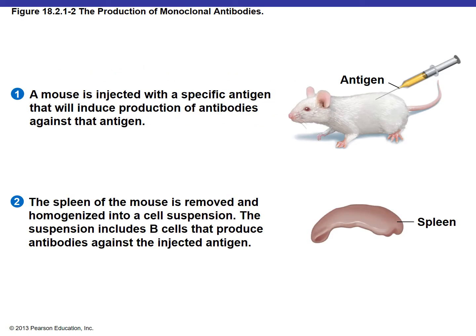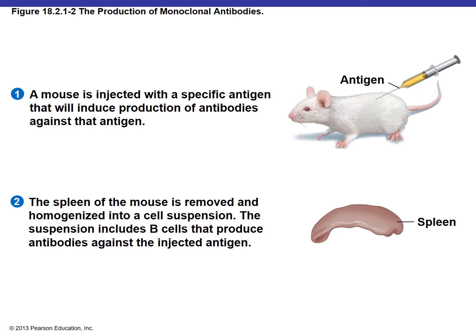Okay, so here's the figure. The mouse would be injected with an antigen, and we talked about what types of antigens would be best at eliciting an immune response. Those would be proteins, glycoproteins of a certain size. So the mouse would be injected. It could be an inactivated toxin, a toxoid, and then the mouse would raise antibodies against that particular antigen.